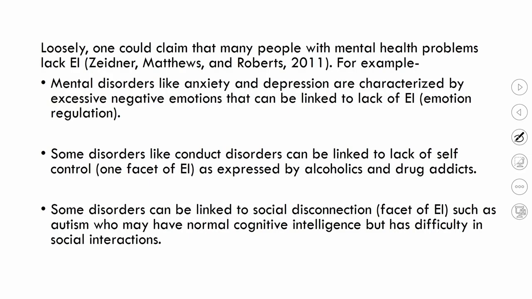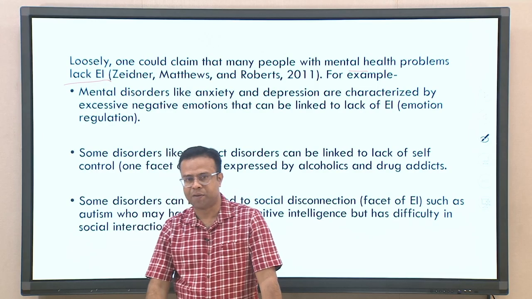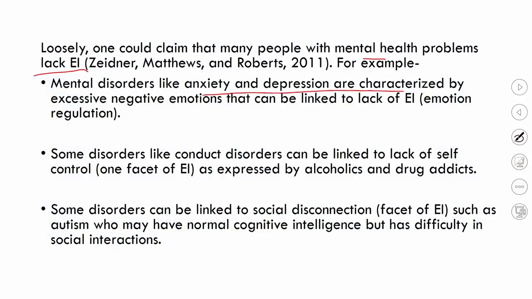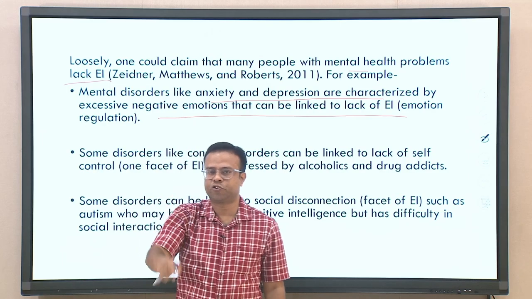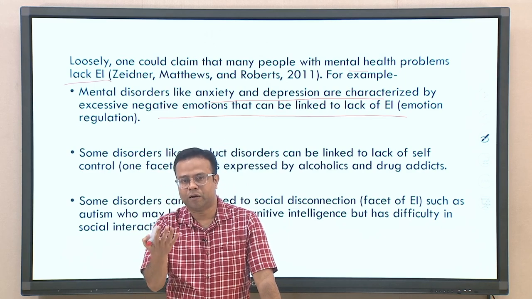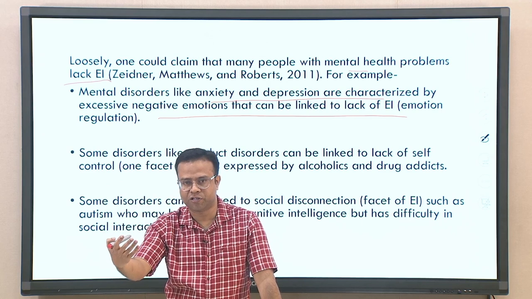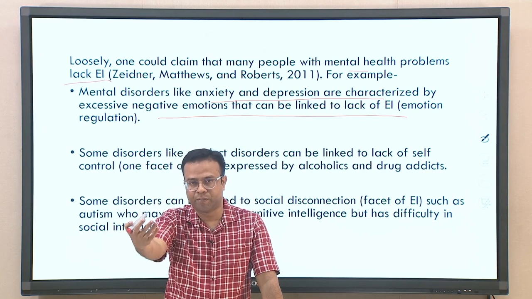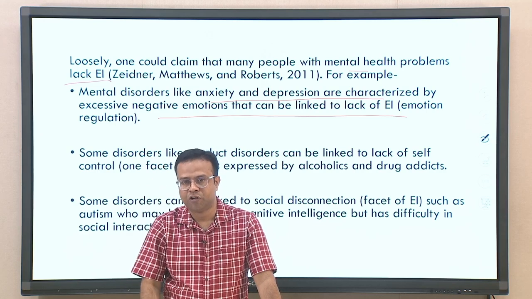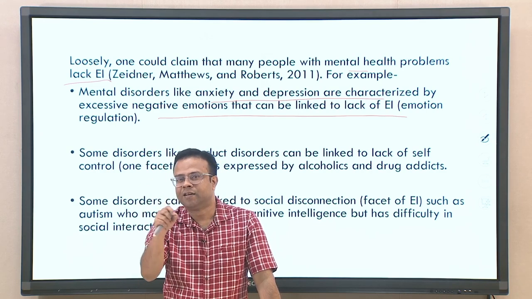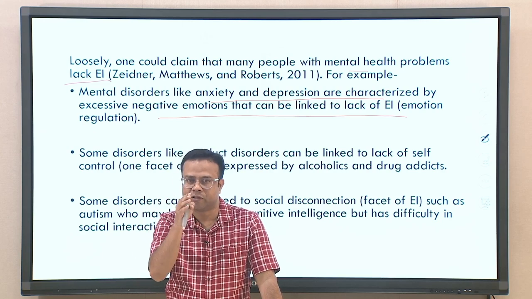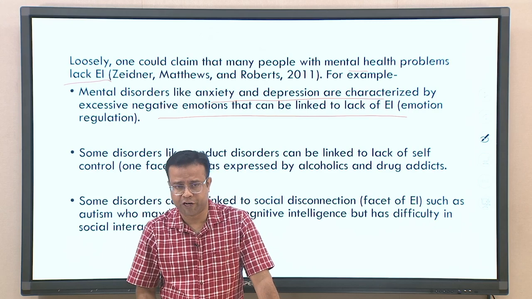So loosely, as we have already said, one could claim that many people with mental health problems also have a lack of emotional intelligence in certain dimensions, or could be in all dimensions. For example, mental disorders like anxiety and depression are characterized by excessive negative emotions that could be linked to lack of EI. A lot of these disorders like anxiety disorders and depression are associated with a lot of negative emotions, and it could be linked to a lack of ability to regulate those emotions. So in some sense, loosely one can say they may be lacking in some of the abilities related to emotional intelligence.